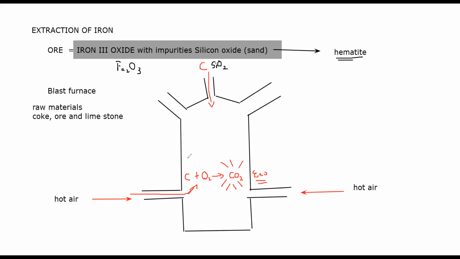Then once the carbon dioxide is formed, the carbon dioxide reacts with more coke, which we are adding from the top, and it will produce carbon monoxide. So second thing, what happened? First, the carbon reacts with oxygen, forming carbon dioxide. Then carbon dioxide reacted with more carbon and produced carbon monoxide. This carbon monoxide is a good reducing agent. When we say reducing agent, it means it has greater tendency to remove oxygen from compounds.